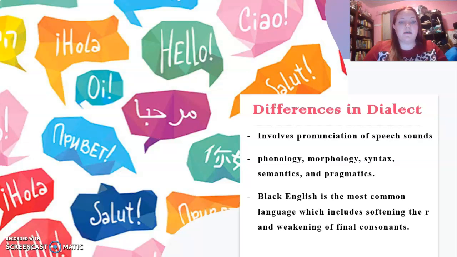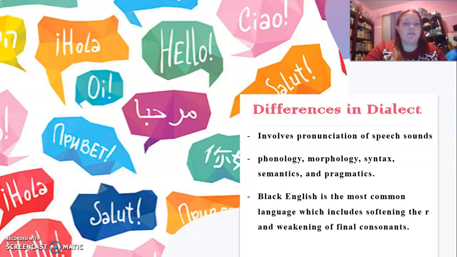The most common dialect is Black English, and this is different from mainstream English because they pronounce things differently. So they soften the R and they weaken the final consonants and so on. Also, I forgot to mention that different types of dialect would include phonology, morphology, syntax, semantics, and pragmatics. So moving back to English, this is something that teachers just should be aware of. Their pronunciation is a lot different.